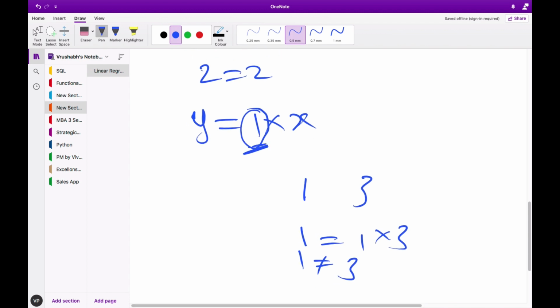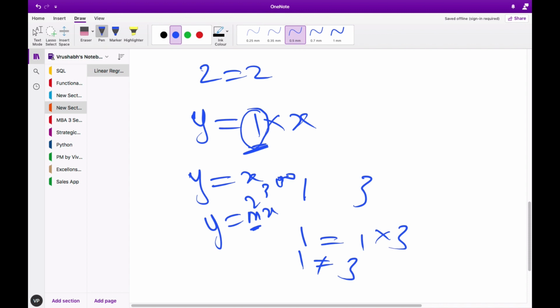So we want to make a generalization over here. Instead of saying y is equal to x, we want to rather write y is equal to mx. So instead of the 1, we are representing it with m to get a general form. So this m could be 2, it could be 3, it could be 100 or whatever. It could be anything else. All right. So that's what we want to do.